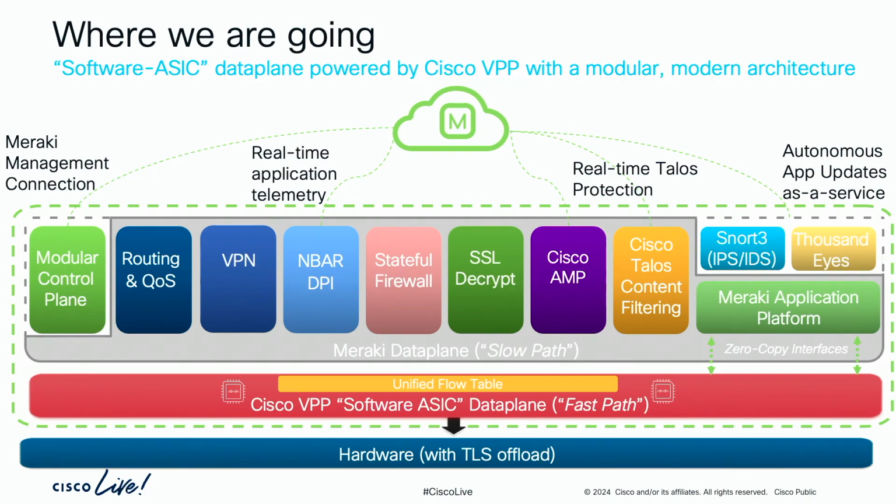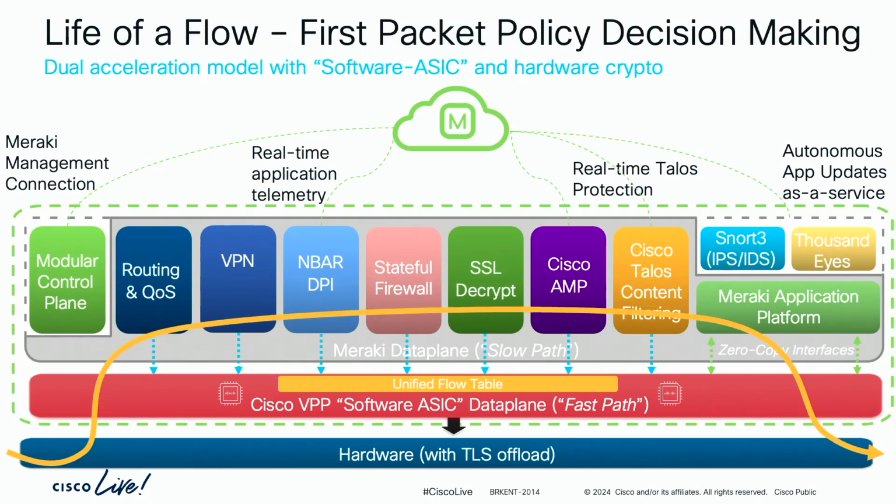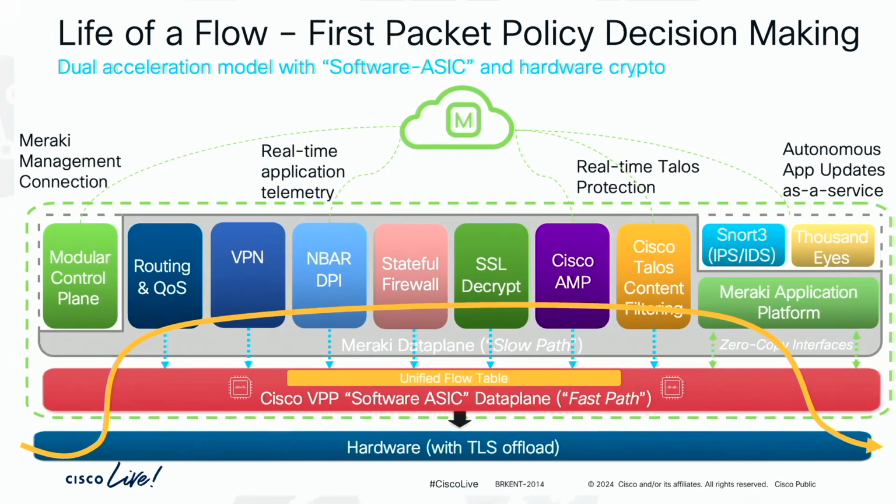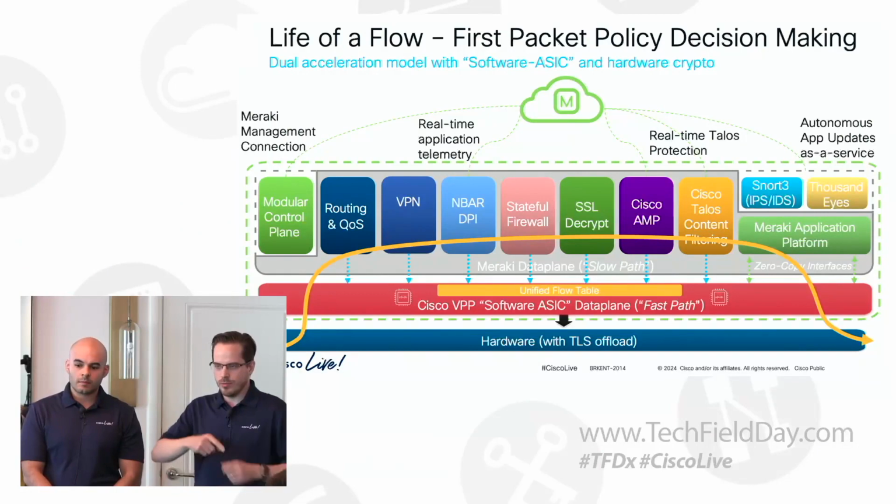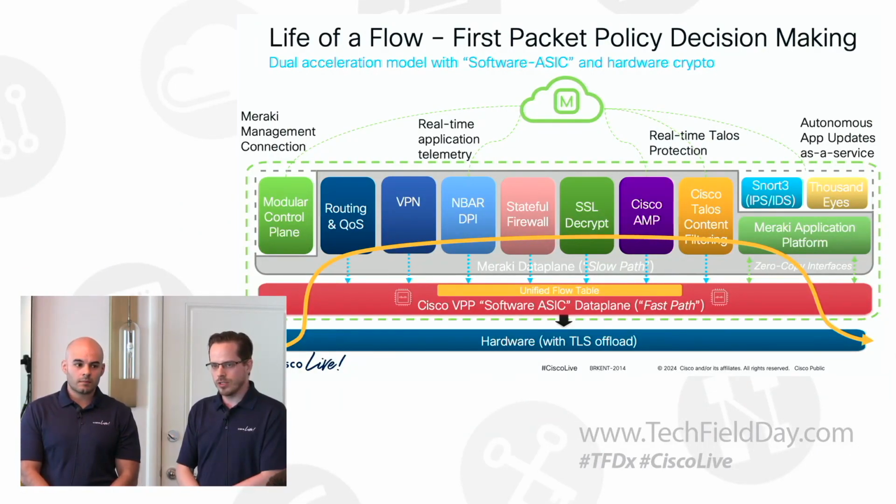And so we've also made that a zero copy interface so that we can get some really amazing performance out of that. So let's talk about what a life of a flow actually looks like in this model. When we're talking about the first packet of any flow, it's going to come in through hardware, go up through the VPP layer, and then up to that slow path where we're going to start passing it through every component, every feature in that service chain.